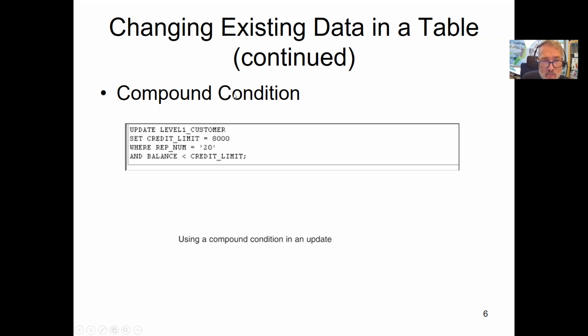Now, here we have a compound condition in our where, and that's we're only going to change the credit limit if the balance is less than the credit limit. And so, yeah, that's what that one is doing. And it's only going to do it to one representative.